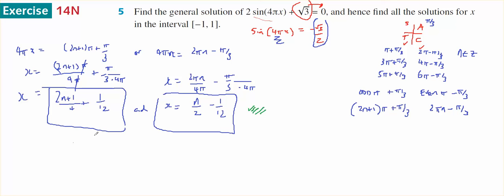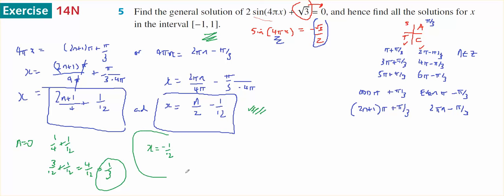Okay, now I'm looking for all of my solutions between here and here. So when n equals 0, I get an answer of 1/4 plus 1/12, which is 3/12 plus 1/12 equals 4/12 equals 1/3, and I'll take that because that's within my domain. Or x equals negative 1/12, and I'll take that as well because that's in my domain.